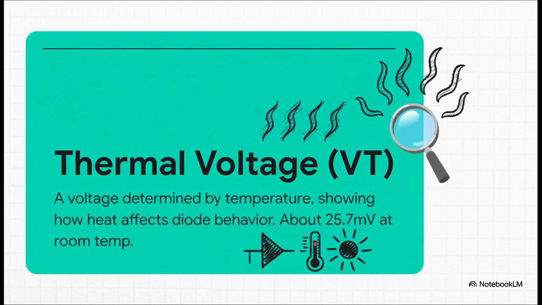And then there's VT, the thermal voltage. Its value is directly tied to temperature. At room temperature, it's about 25.7 millivolts. And this tells us something absolutely critical for any power electronics engineer. A diode's performance changes with heat. As your circuit gets hotter, this entire curve that we're looking at shifts. That's not a textbook problem. That is a real-world problem you are going to be managing constantly in your careers.